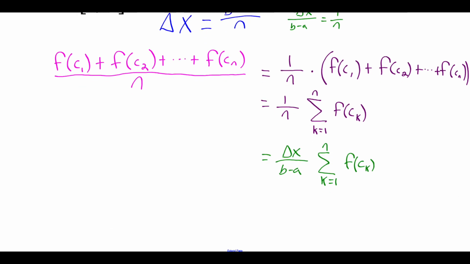One more thing I'm going to do is take this delta x off and put it on the other side of the summation. So this will say 1 over b minus a, and then the summation starting at k equals 1 and going up to n of all of these different function values times this delta x. Now this summation on the right-hand side should look very familiar. This is a Riemann sum for our function on the interval from a to b.